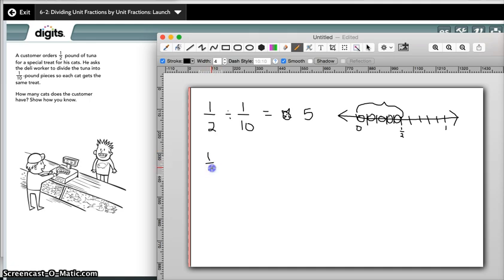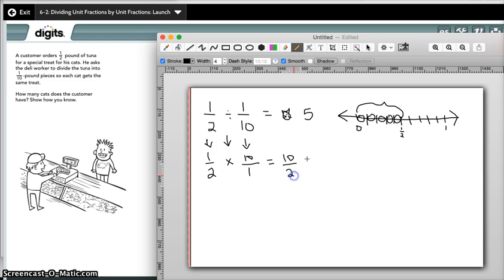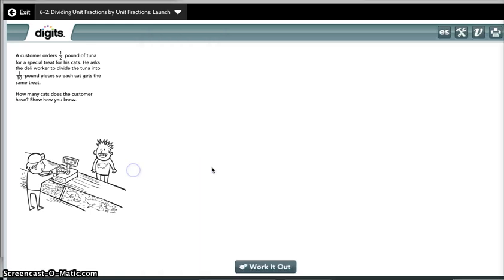And we'll do 1/2, and that stays frozen. We freeze. We change division to multiplication, and then we flip 1/10 to 10/1. So now we can either cross cancel or we can just multiply across, and 1 times 10 is 10 and 2 times 1 is 2. So 10 divided by 2 would give us 5. So both ways we've got 5. Hopefully you did as well.